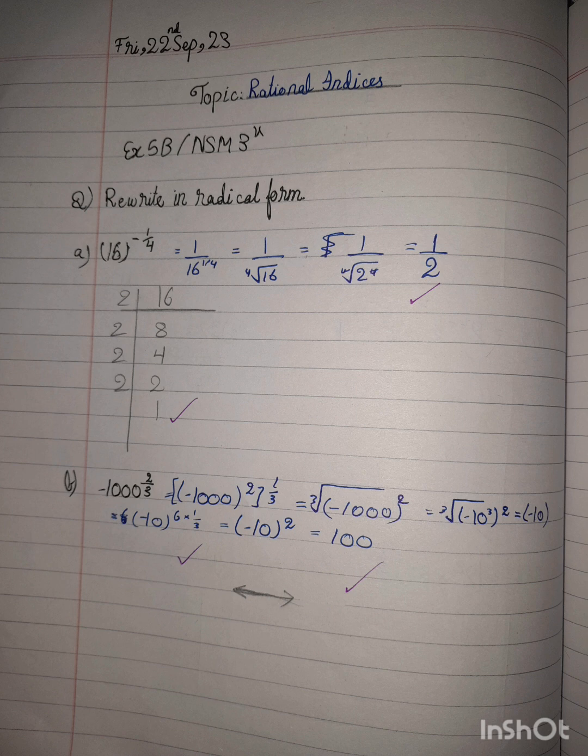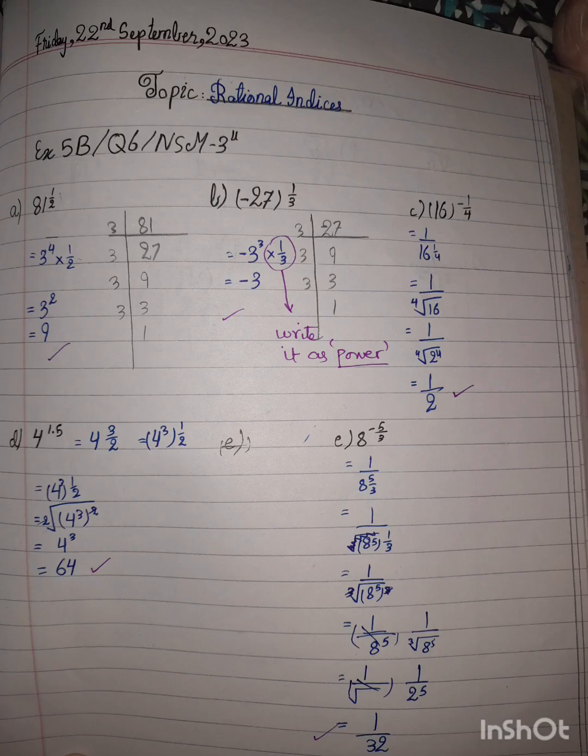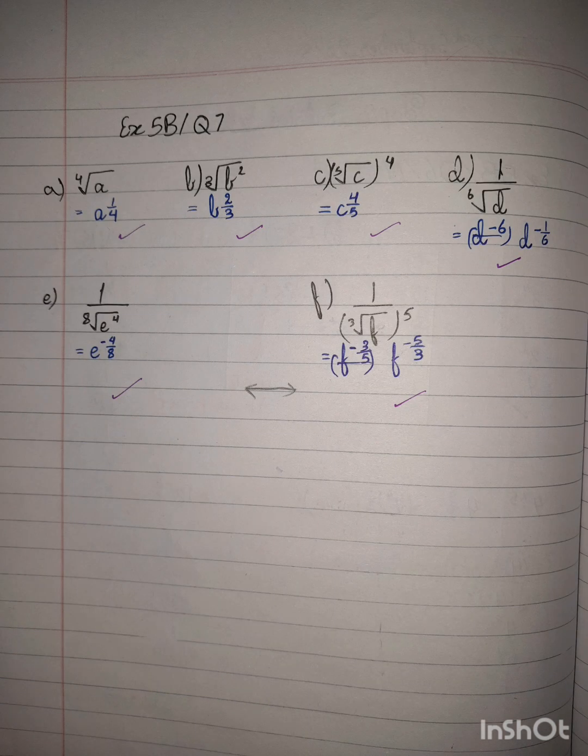So this is exercise 5b, question again. 16 raised to power minus 1 by 4 will be written as 4 raised to power 2 raised to power 4. So moving on to question number 6 of exercise 5b. They are all rational indices. You can see in D part it was 1.5, which is converted into a fraction also. So question number 7 of exercise 5b: there are roots and there are powers. So we change them into rational powers to simplify the roots.